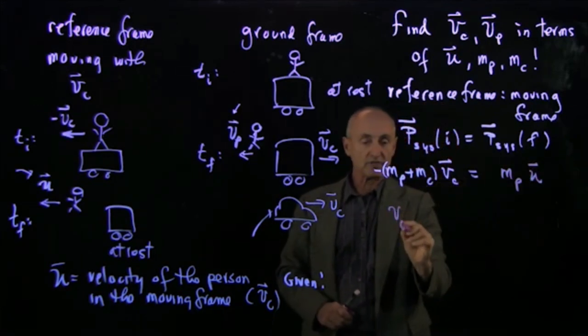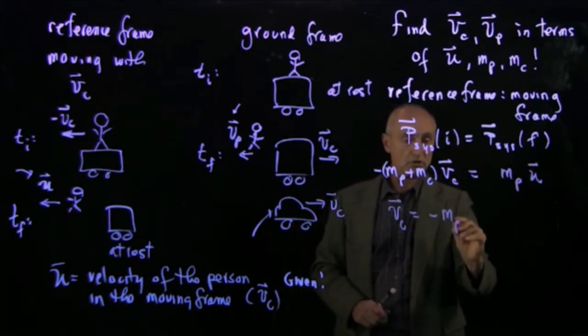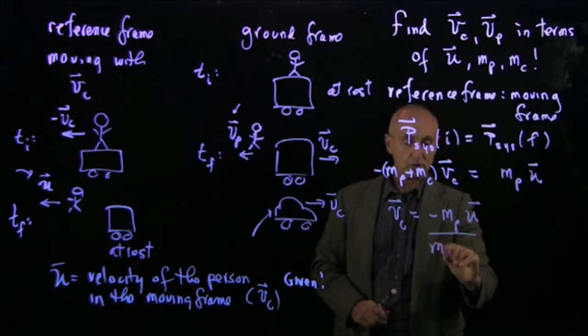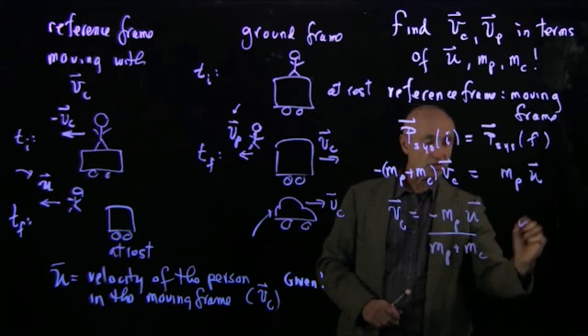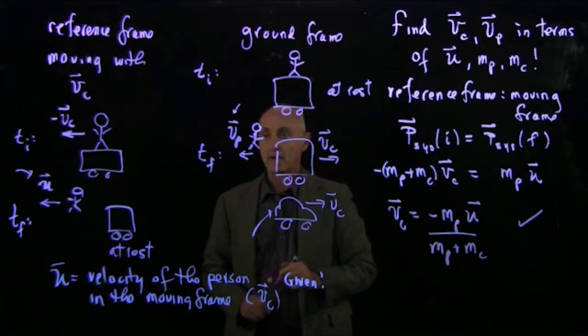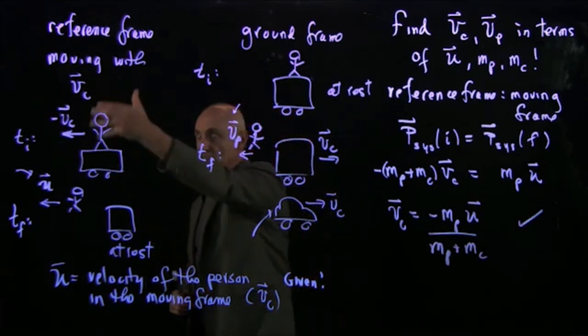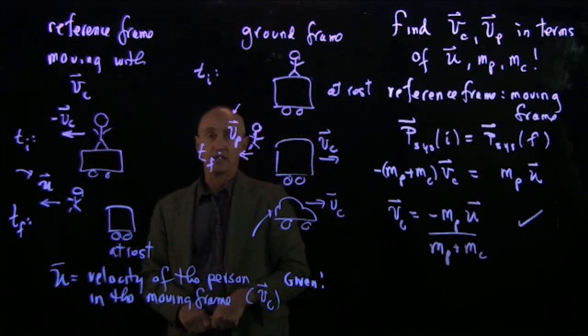And so we see that v cart equals minus m person u over (m person plus mc), which is exactly the same result that we got in the ground frame, but it was actually much easier to solve in the moving frame.